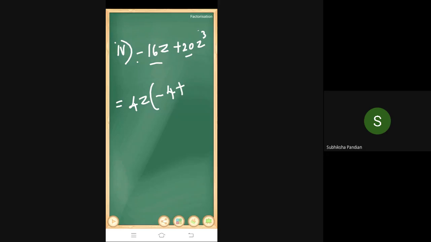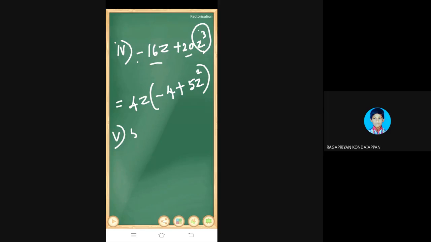Then in the center you write plus. Then 20, how many times in fourth table? 5 times. And out of z cube, 1 z went out. So remaining how many z's? 2 z's. Z square. So minus 4 plus 5 z square. So the answer is 4z into minus 4 plus 5 z square. Understood? Yes, ma'am.